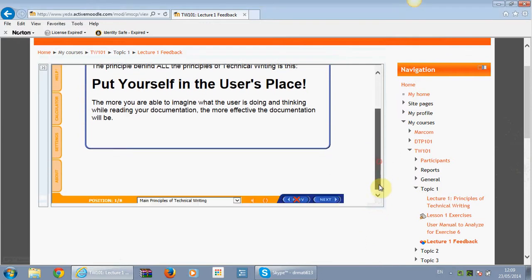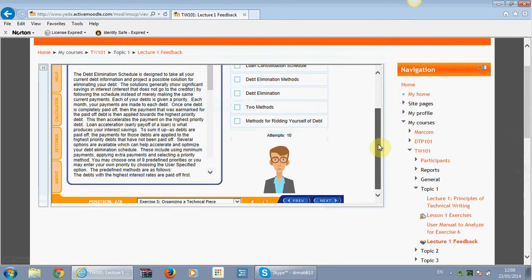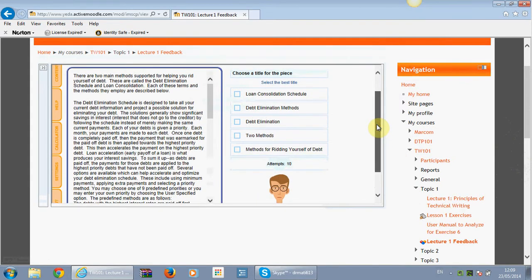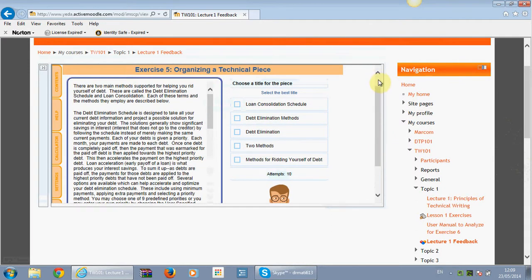Okay, now let's look at the next slide. This slide actually is an exercise that tries to teach you the main principle of breaking things up using titles. The exercise 5 in lecture 1 was about organizing a piece of writing to make it, first of all, more easily retrievable, and secondly, more comprehensible.